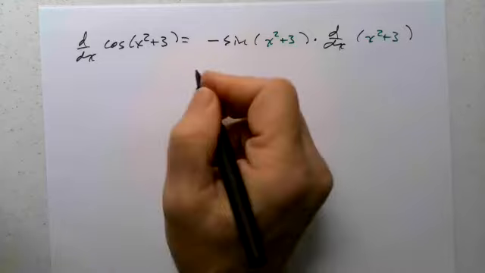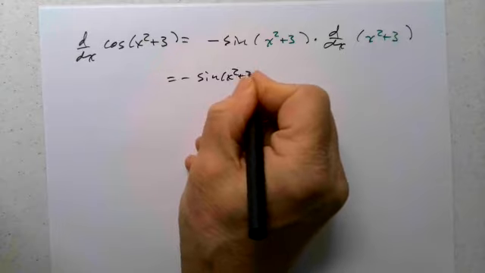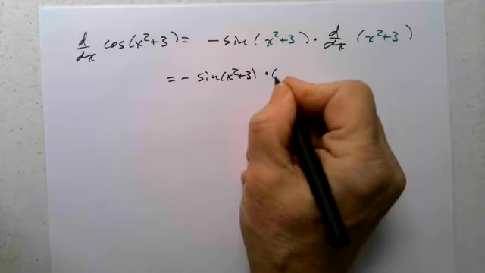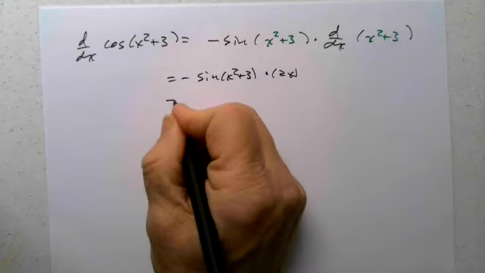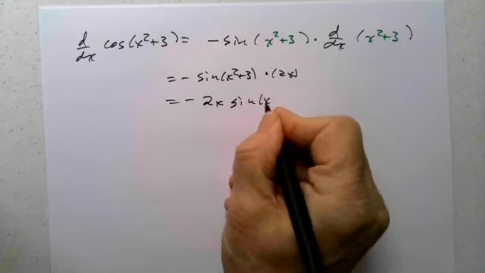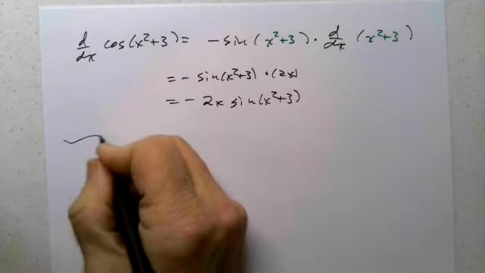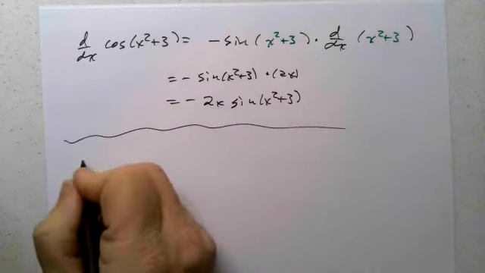So what this becomes then is negative sine of x squared plus 3 times 2x. And then we go ahead and write it as negative 2x times the sine of x squared plus 3. Let's do another in that vein.